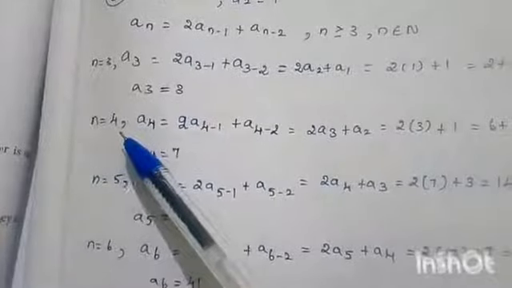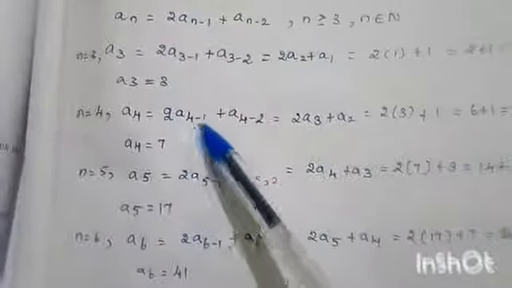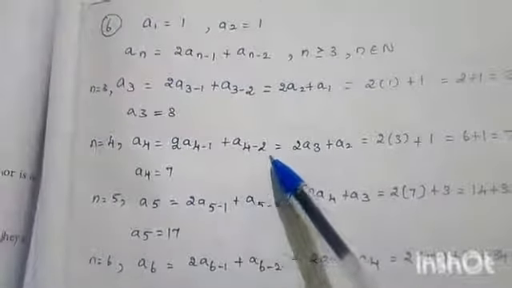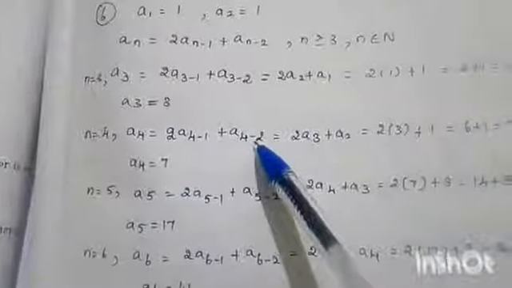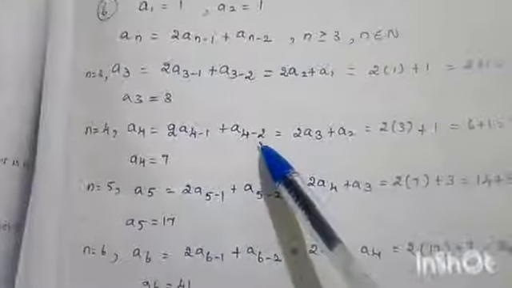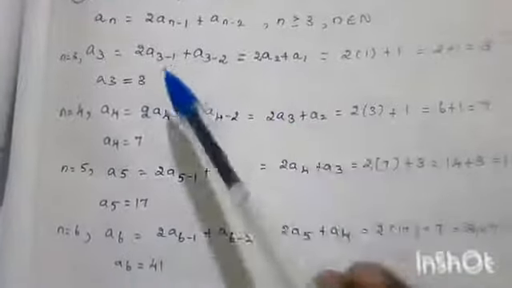Now the fourth term we want to find, n equal to 4. So a_4 equal to 2 into a_(4 minus 1) plus a_(4 minus 2). From the nth term we have to substitute. So 2 A3 plus A2. A3 value we already found, 3. 2 into 3 plus 1. So 2 threes are 6, 6 plus 1 is 7. So A4 is 7.